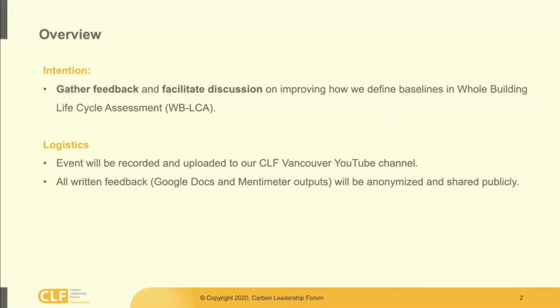In the context of looking at a whole building, how do we define the baseline building versus whatever we're actually designing in our proposed building, and how do we determine that percentage reduction in embodied carbon? That's what we're talking about tonight: baseline definition for buildings from an embodied carbon standpoint.